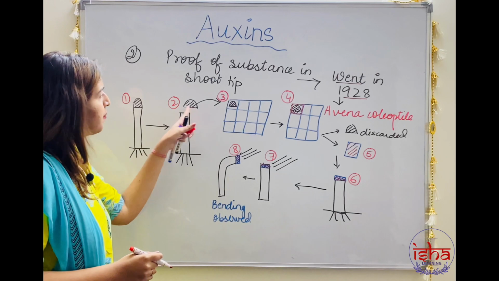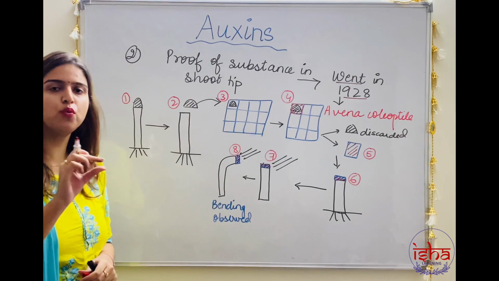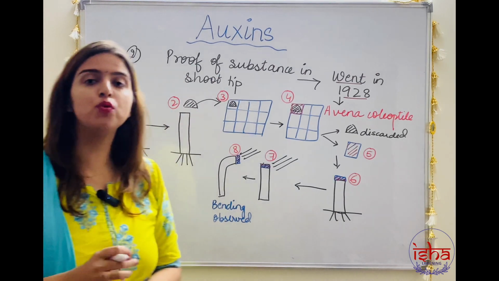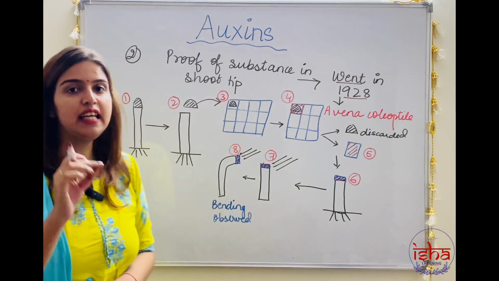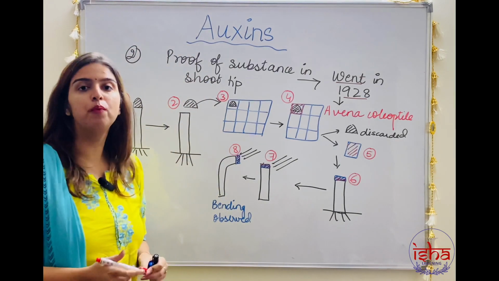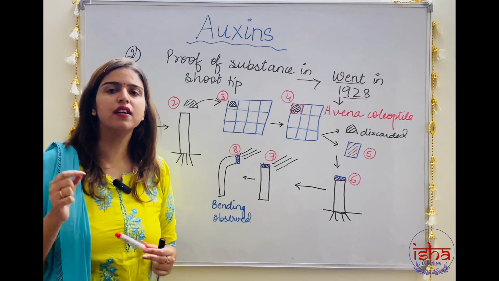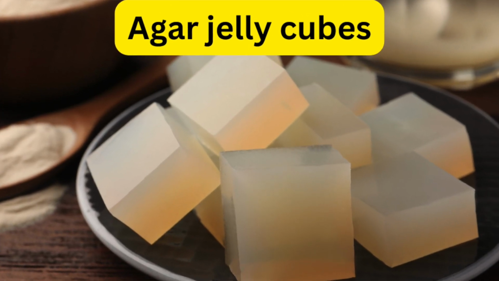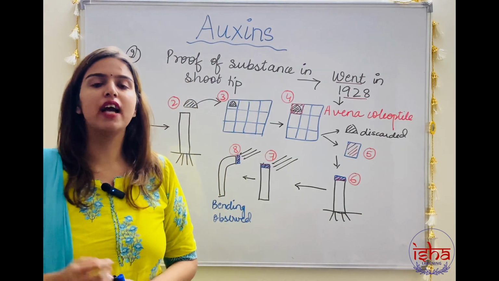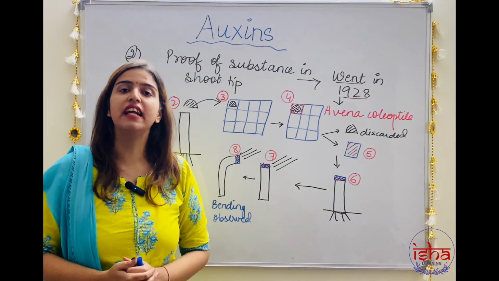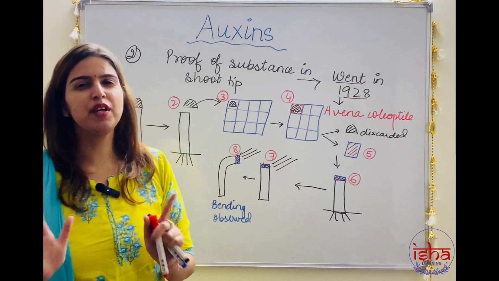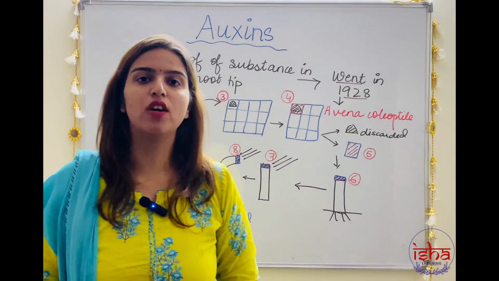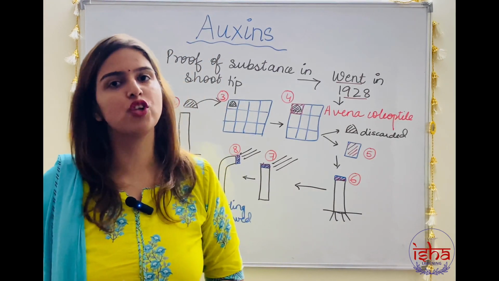Now he decapitated the shoot tip, meaning they cut off the shoot tip. Now the shoot tip that they had cut off, he has placed it on an agar block. What is agar? Agar is a polymer obtained from organisms named Gelidium and Gracilaria. These organisms are basically a kind of red algae. Agar is pretty much like gelatin. You must have seen gelatin in jellies and so on. It's pretty much like that.